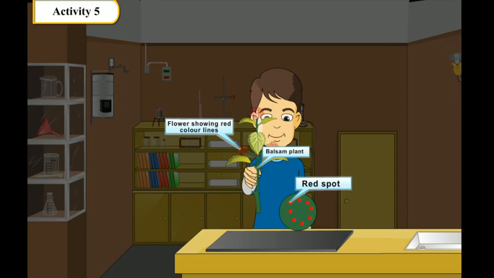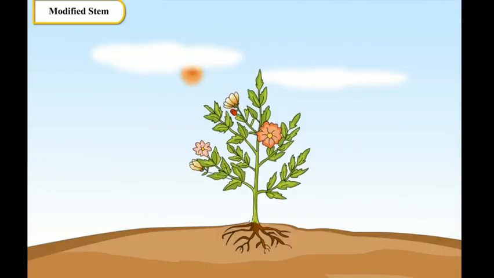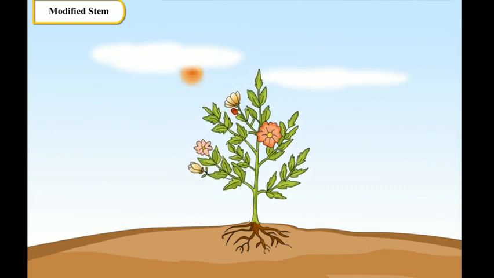Conclusion: the experiment shows that stem conducts water and mineral salts from the roots to the leaves and other parts of the plant. Modified stem. Stems of some plants are modified to perform some additional functions. Let us study some of these stem modifications and their functions.